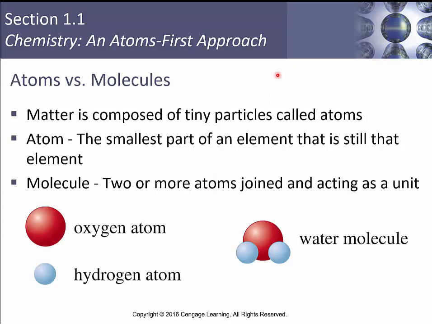So looking at the difference between atoms and molecules, we said that matter is composed of tiny particles called atoms. The atom is the smallest part of an element that is still an element, and our molecule is two or more atoms joined together acting as a unit. So you got hydrogen and oxygen atoms here, and they will combine to form a water molecule.